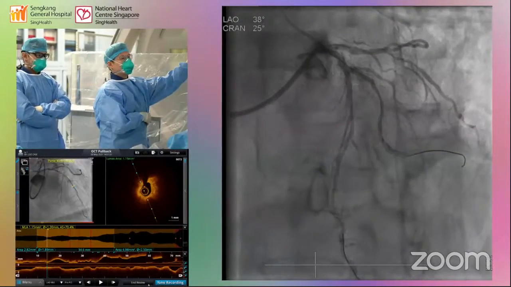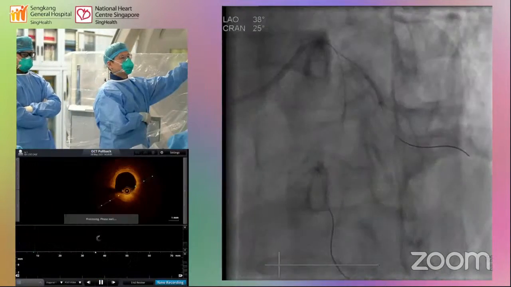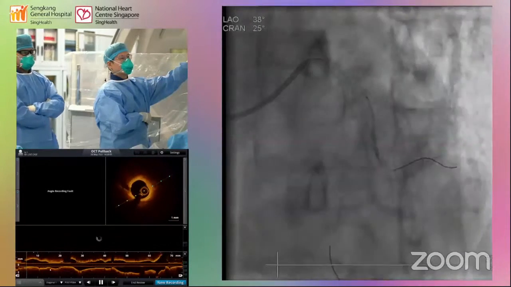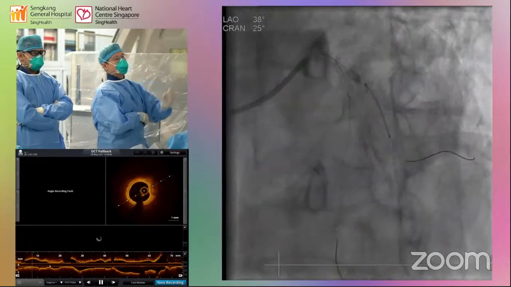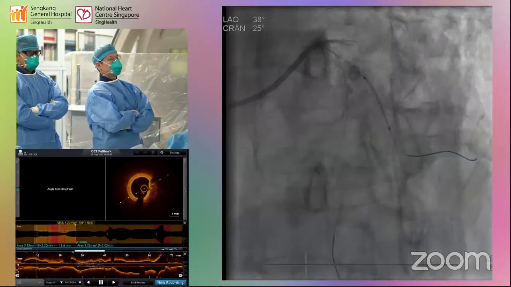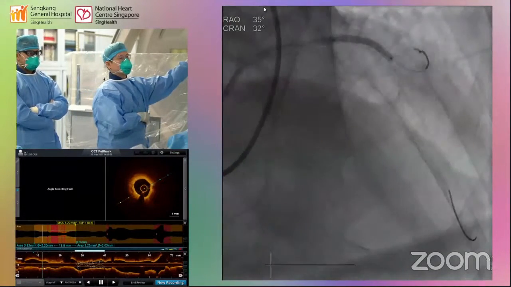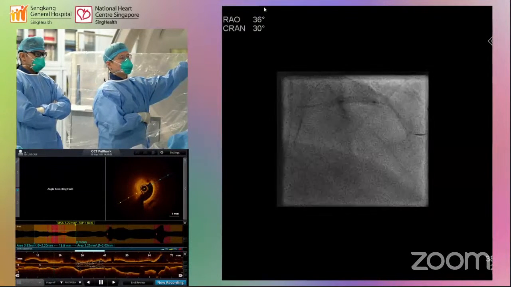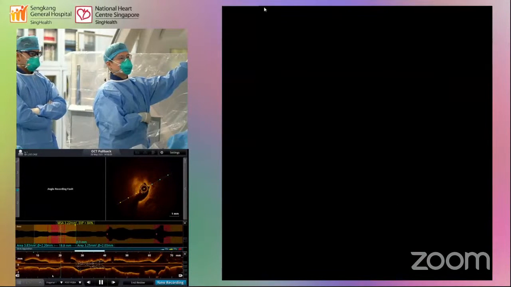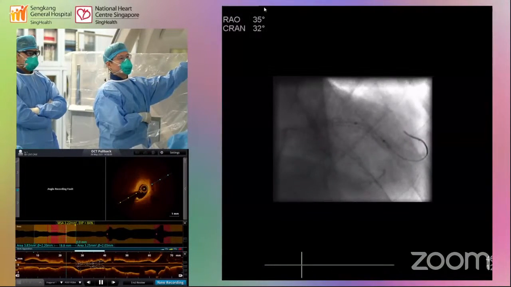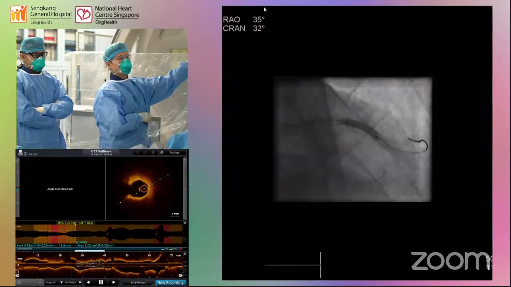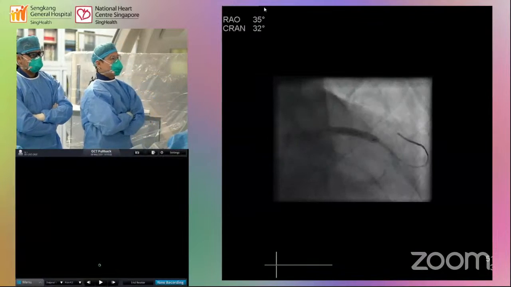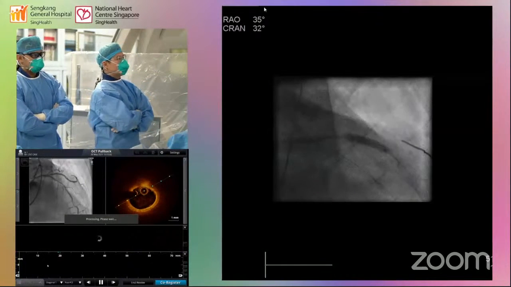And this is just the pullback of the diagonal. So we actually stented the diagonal. This was a Xience Sierra 2.5 by 23, post-dilated with a 2.5 NC balloon and subsequently a 2.75. I'm skipping a bit more. I'm just going to show you the post-dilatation. So this is the part in which we post-dilated with a 2.75 NC in the diagonal stent.